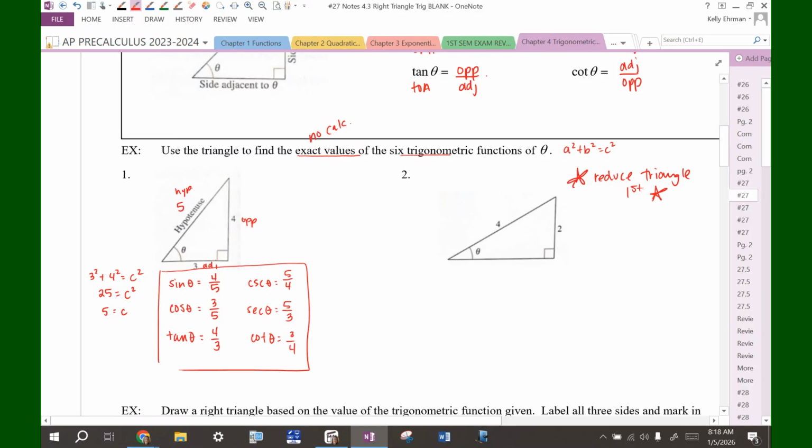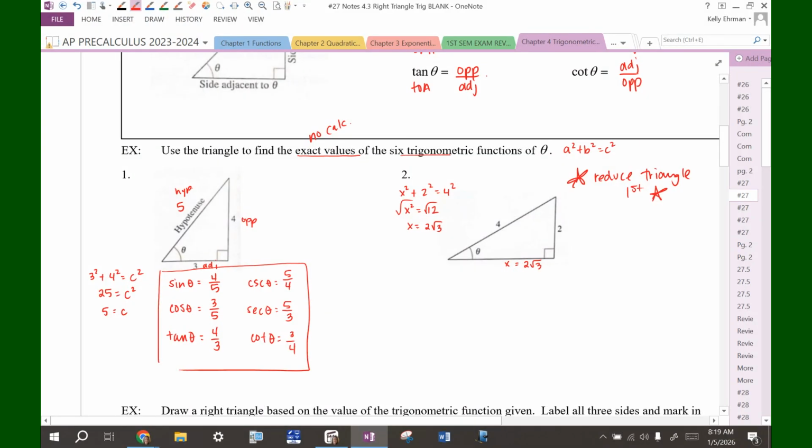If I don't reduce the triangle first, let's say this is our missing side. So I need to do Pythagorean theorem because this is not a triple that I know. So it would be x squared plus 2 squared equals 4 squared. So x squared equals 16 minus 4, so 12. So x equals 2 radical 3 if I square root. All right, so we know this is 2 radical 3.